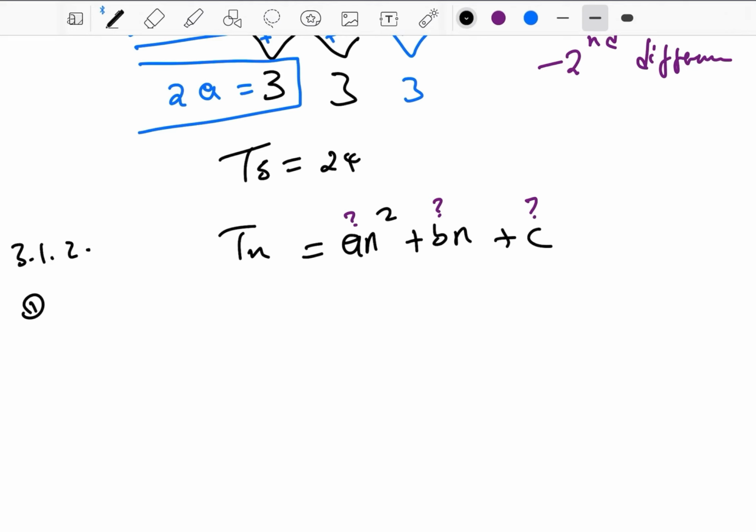So you see that 2a is equal to 3. We can divide by 2 on both sides because we are solving for a.